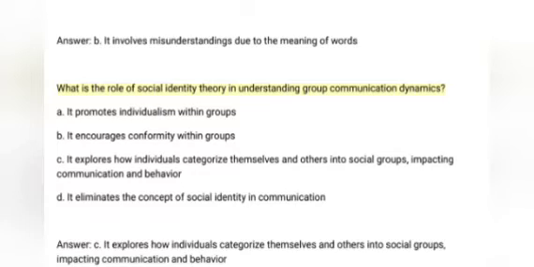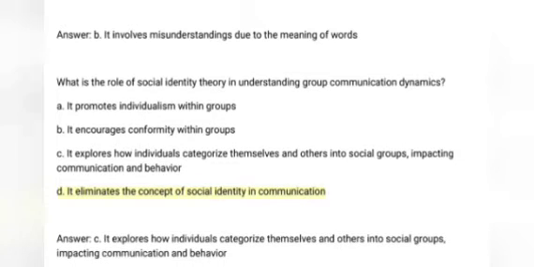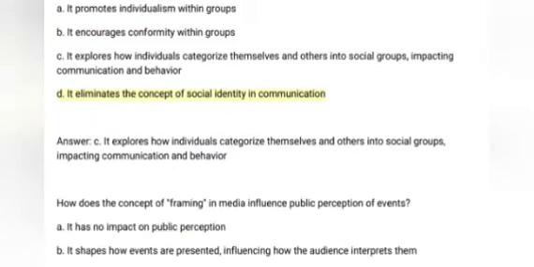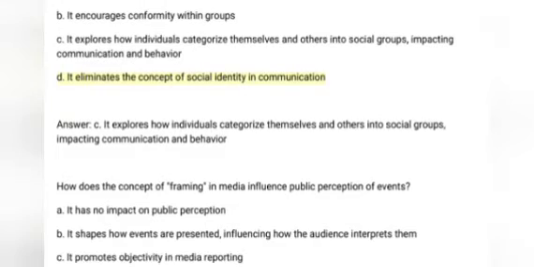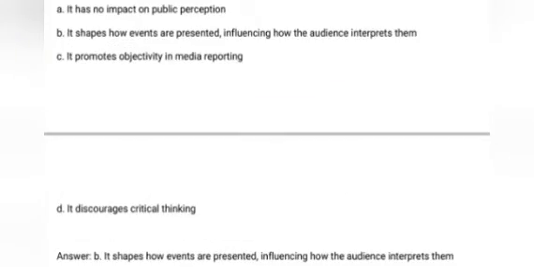What is the role of social identity theory in understanding group communication dynamics? A. It promotes individualism within groups. B. It encourages conformity within groups. C. It explores how individuals categorize themselves and others into social groups, impacting communication and behavior. D. It eliminates the concept of social identity in communication. Answer. C. It explores how individuals categorize themselves and others into social groups, impacting communication and behavior.